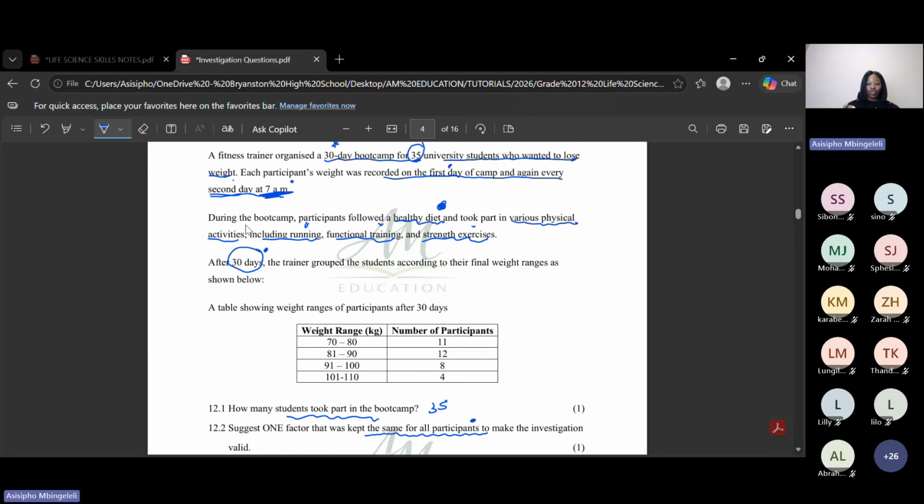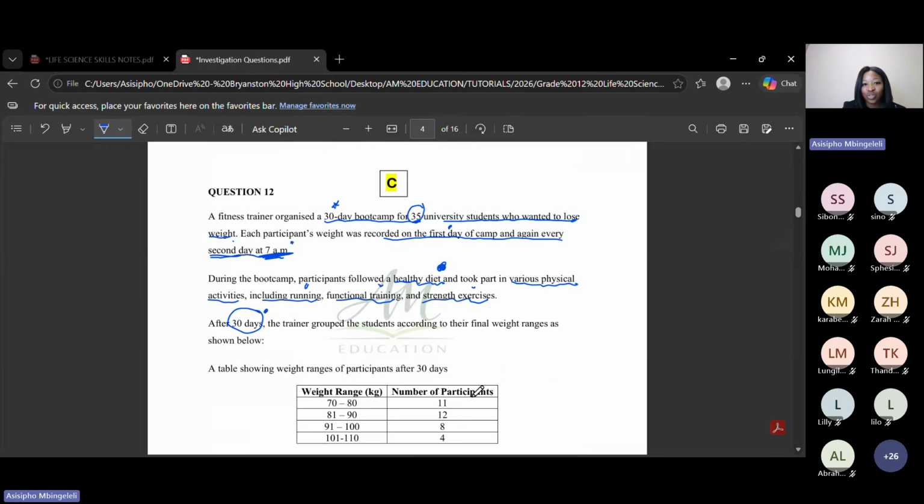They did not record Tandi's weight at 7 a.m. and Jaden's weight at 7 p.m. No. So that was the same. So we need to read into these things.